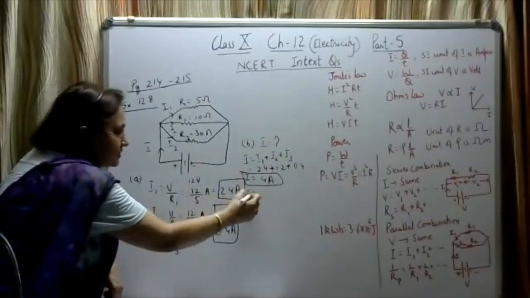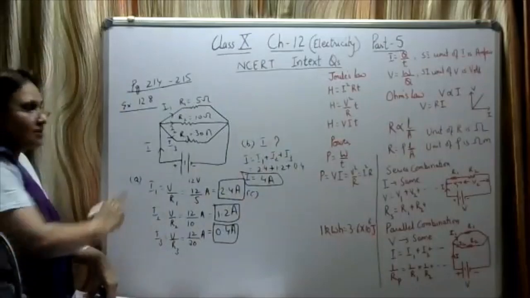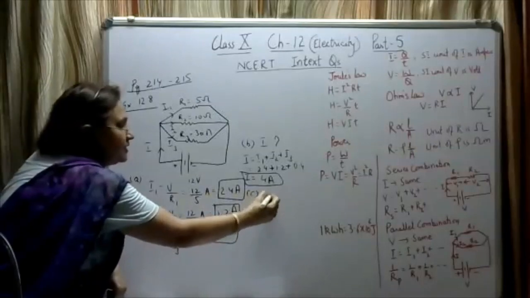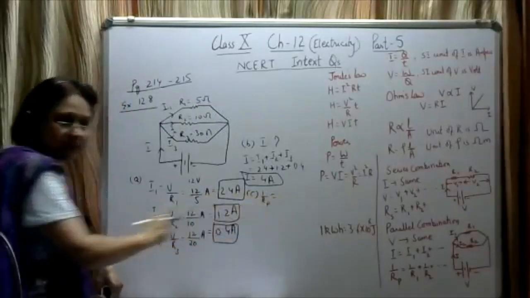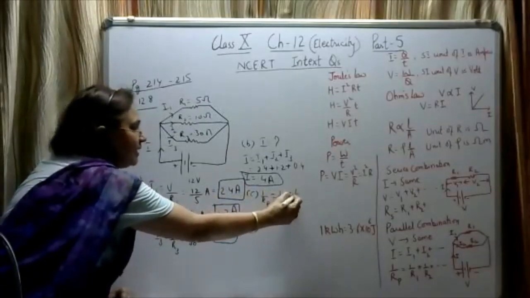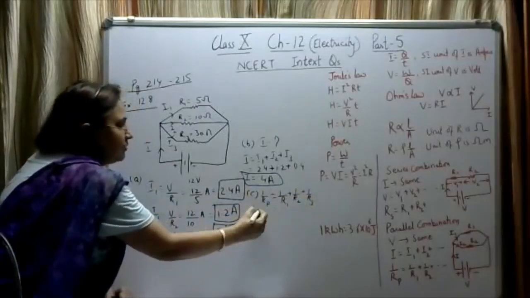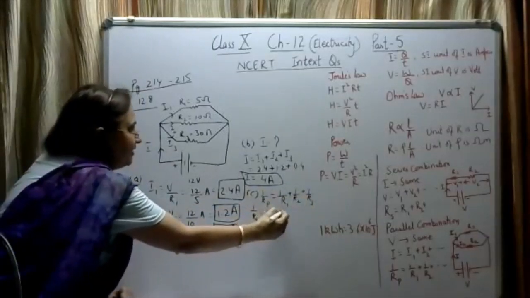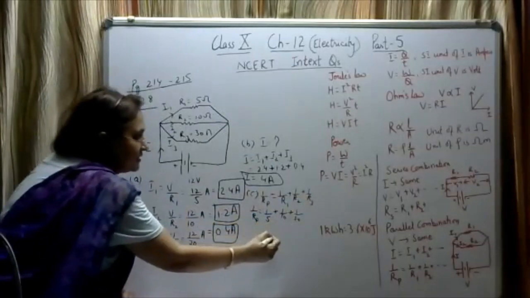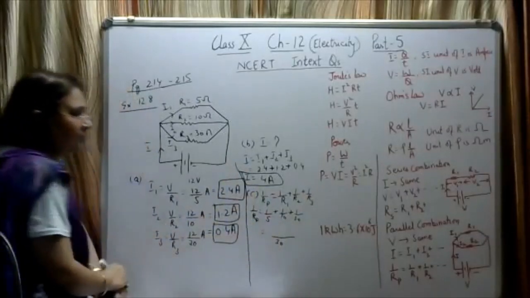Then in the C part, you have to determine the total circuit resistance, the equivalent resistance. As they are connected in parallel, we know that 1 upon Rp, where Rp is the equivalent resistance of the circuit, is equal to 1 upon R1 plus 1 by R2 plus 1 by R3. So 1 upon Rp is equal to, substituting the values, 1 upon 5 plus 1 upon 10 plus 1 upon 30. Taking the LCM on the right hand side, we get the LCM to be 30.